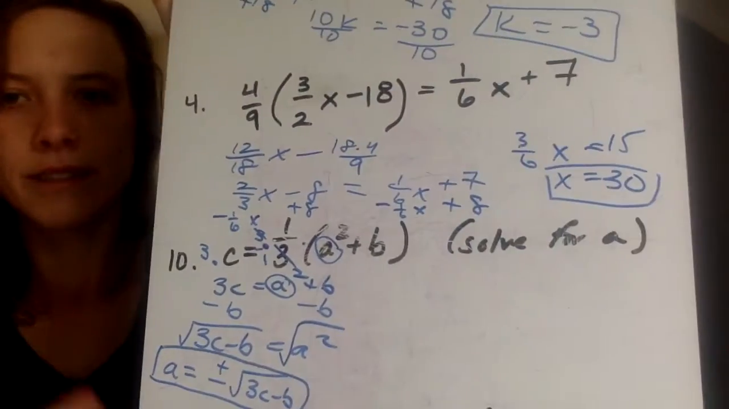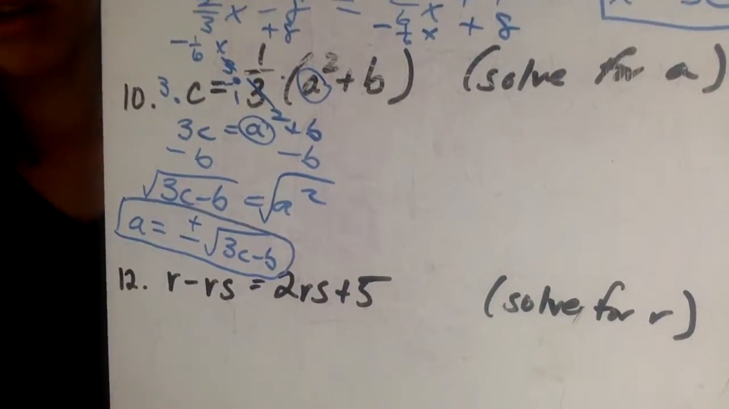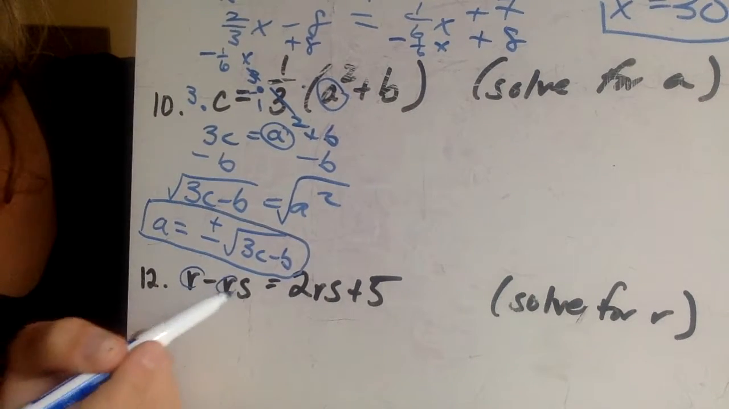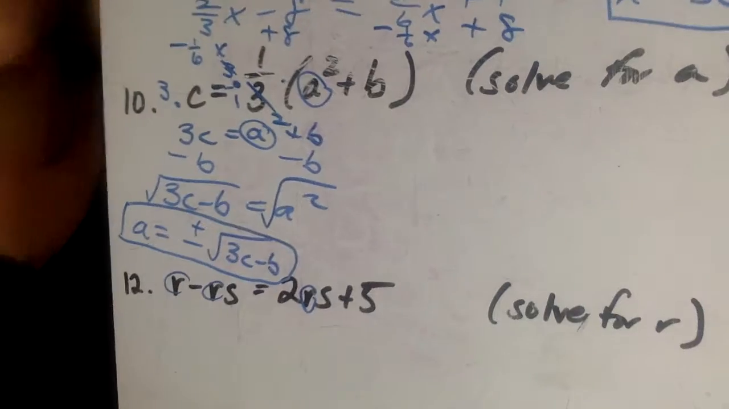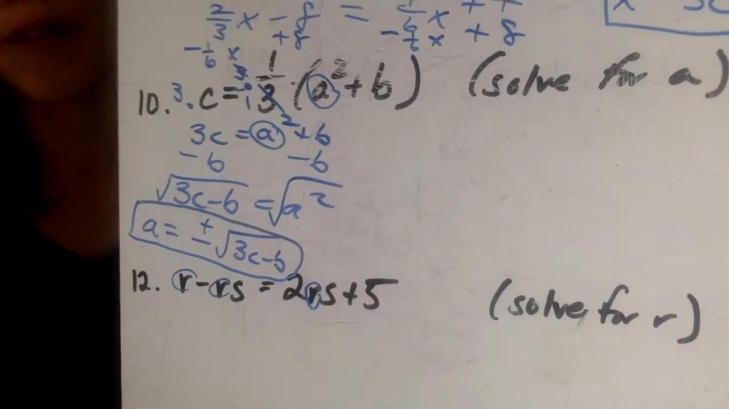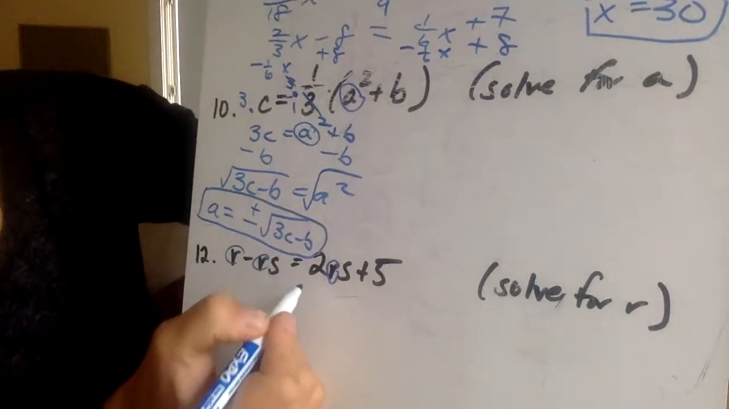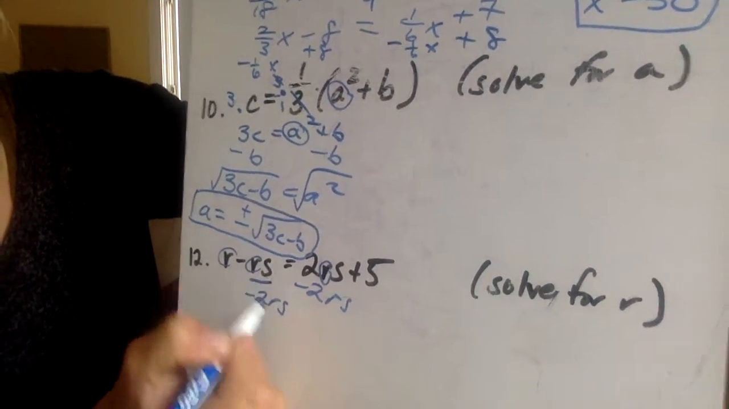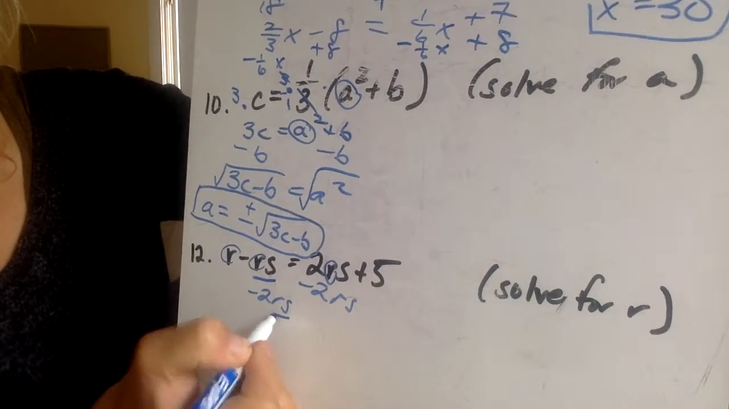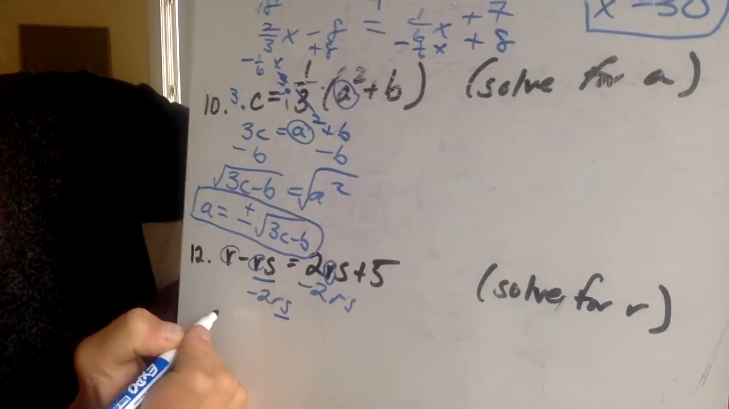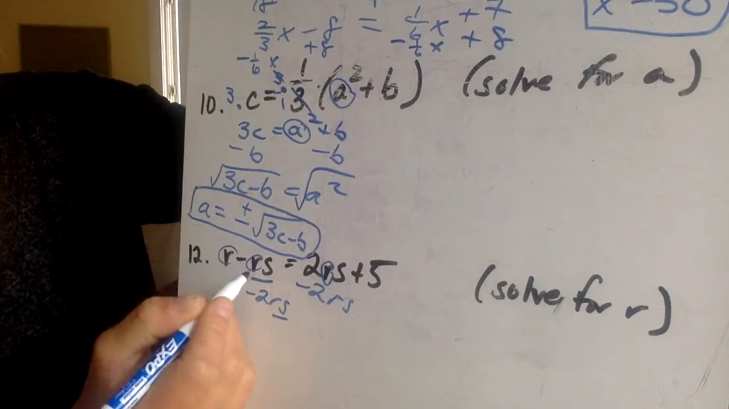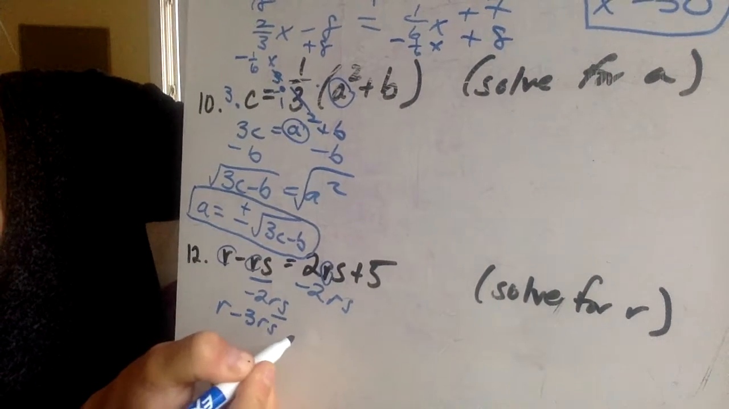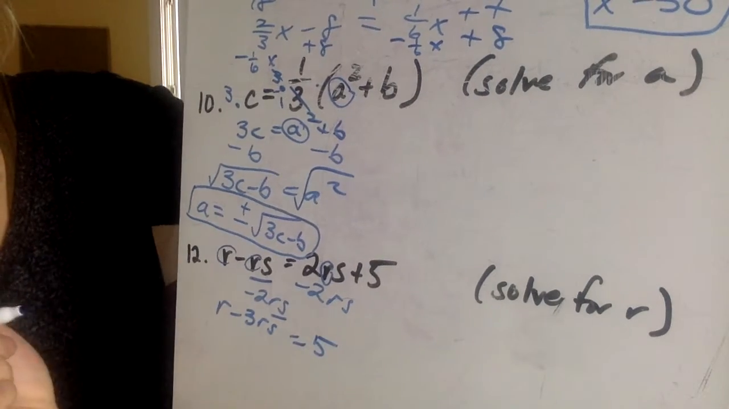All right. Number 12 is a little bit more complicated, but I'm solving for r. So I have r, and r. So my first step should be to get all the r's on the same side. So I'm going to subtract 2rs from both sides. And I can notice here that this is an rs and this is an rs. So this simplifies to be r minus 1rs minus 2rs, which is r minus 3rs, equals 5.